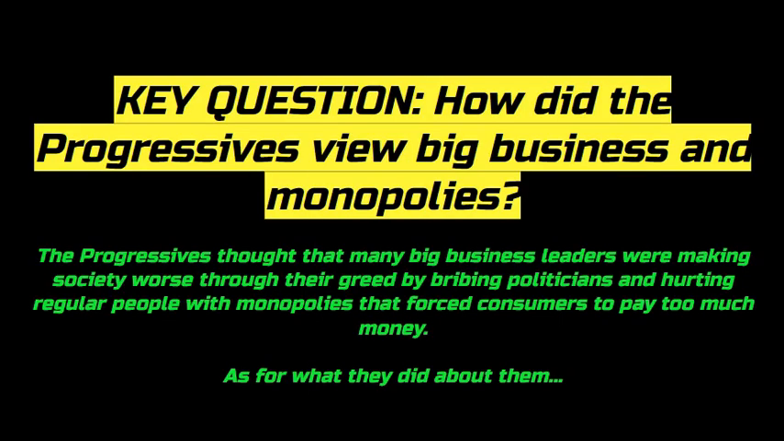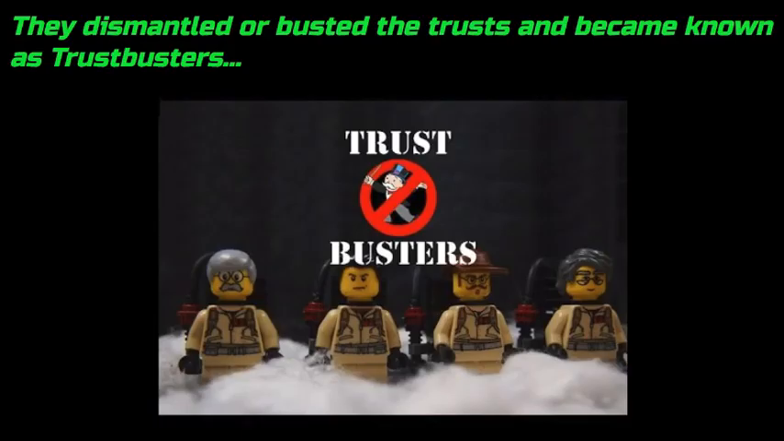So how did the progressives view big businesses and monopolies? The progressives thought that many big business leaders were making society worse through their greed by bribing politicians and hurting regular people with monopolies that forced consumers to pay too much money. As for what they did about them, they dismantled or busted the trusts and became known as trust busters.